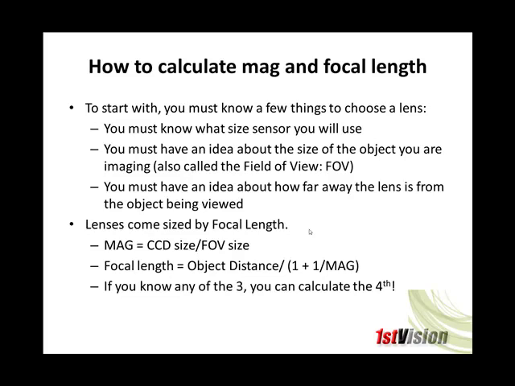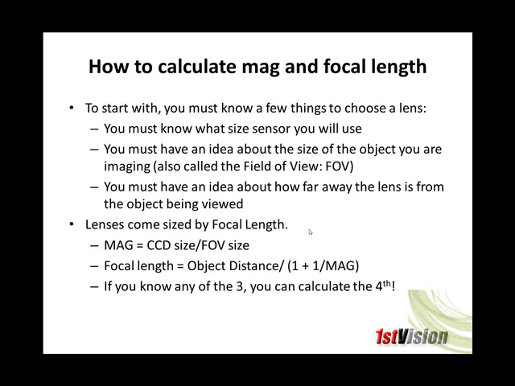Lenses typically come sized by focal length. There's a 6 millimeter, an 8 millimeter, a 12 millimeter, 16, 25, 35, 50, 75, and 100 millimeters are the common focal lengths used. There are smaller ones than 6. They're usually 4, 5, 3.5s, 2.8s, etc. Now the magnification of the system is what we saw in the last slide. It's the size of the imager divided by the field of view that you're trying to look at.